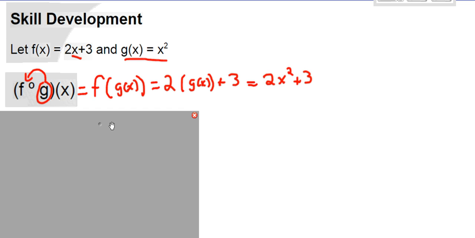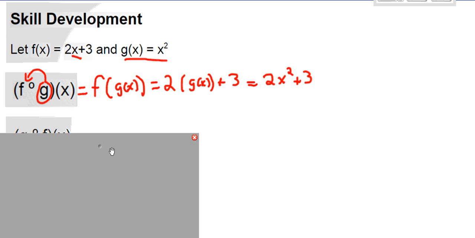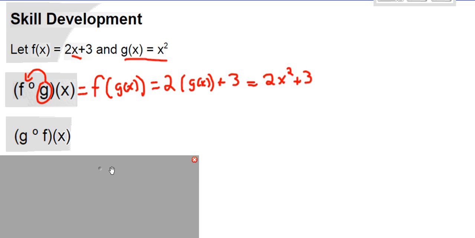All right, let's take a look at a different example. Using the same two functions, we're going to reverse it and go the other way. So this time, my f of x function is the inner function that's being plugged into or substituted into the g of x function. So with notation, my g comes first. He's on the outside. My f of x function is on the inside.